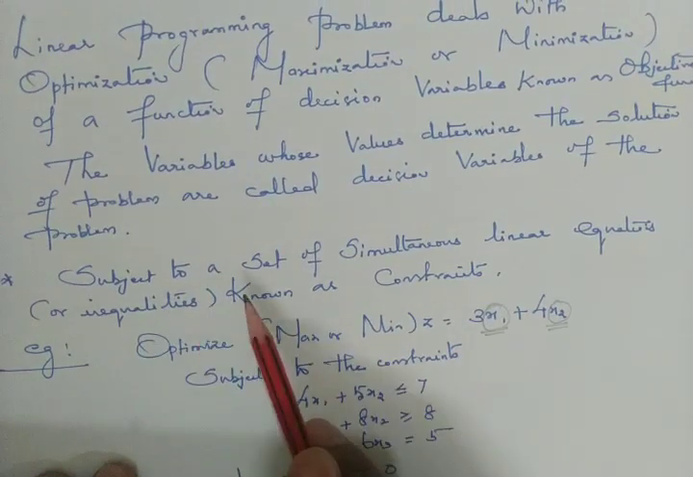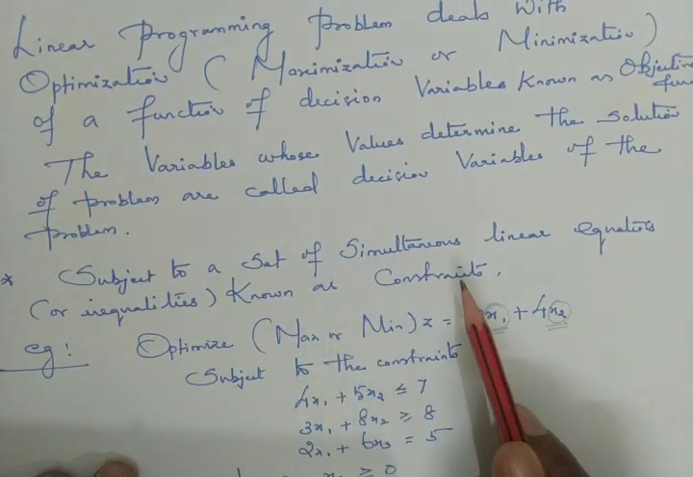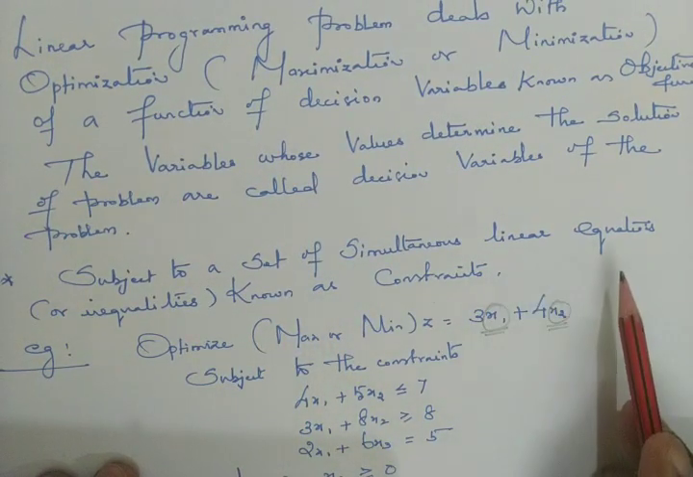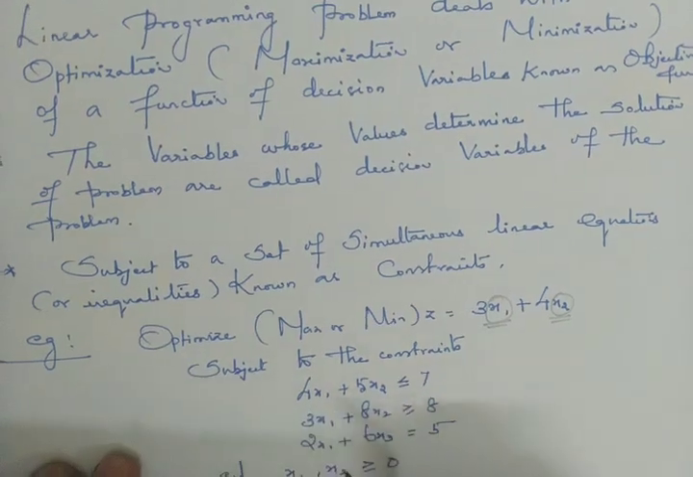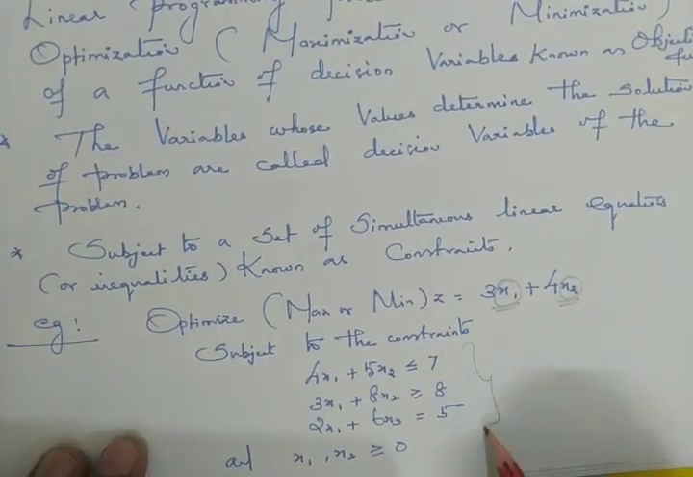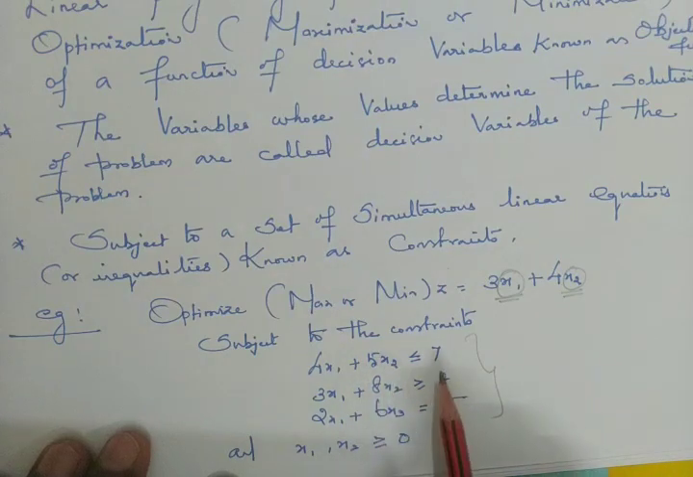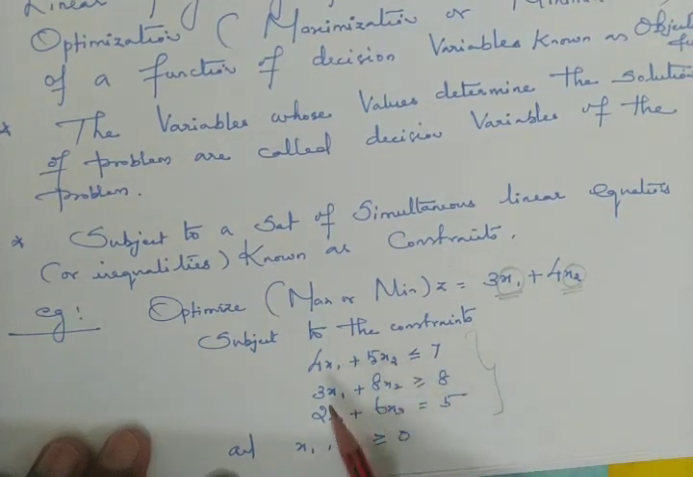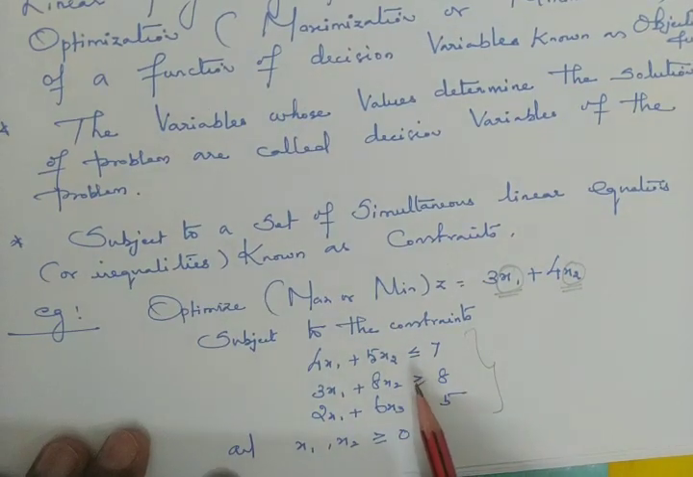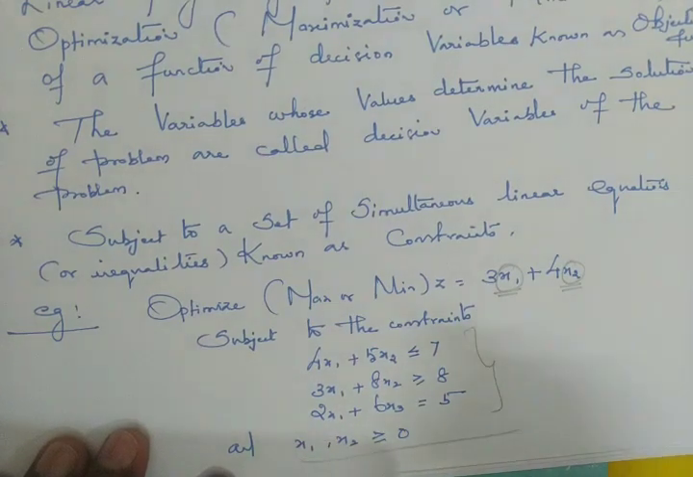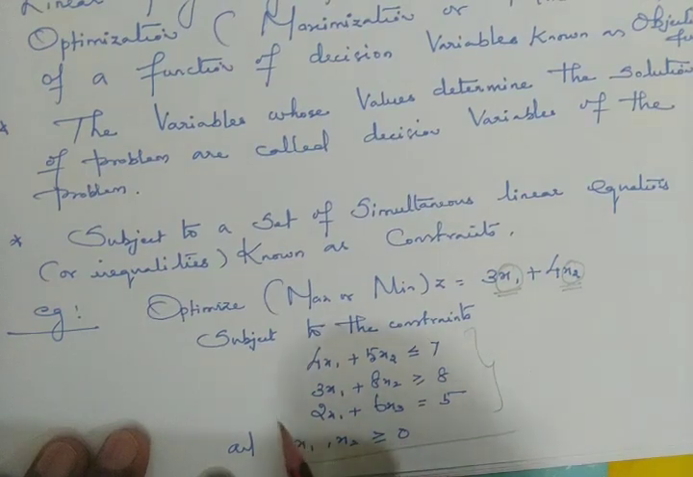Now, subject to a set of simultaneous linear equations or inequalities. So this is called simultaneous linear equations, or you can call them constraints, restrictions. These come always with inequalities or equations, depending upon the given problem's data. So this is called the linear programming problem, the general mathematical model of it.